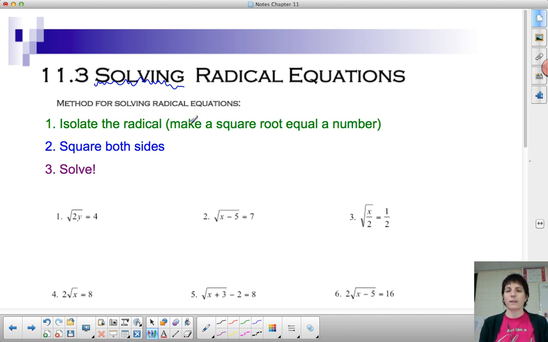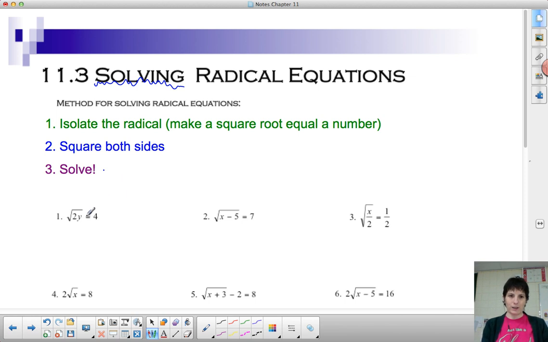Or another way to think about that phrase, isolate the radical, is to make it a square root equal to a number. After we've done that, then we'll be able to square both sides or raise both sides to the second power. And once we've done that, we'll have some solving. Remember all of your two-step equation rules and all of your factoring rules. It's going to all come into play here.